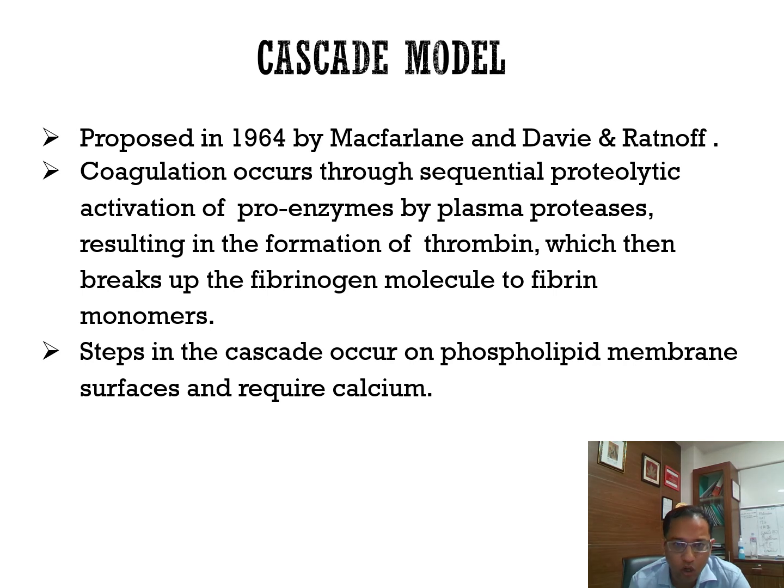So this cascade model was proposed in 1964 by McFarlane and David and Ratnoff, and this is a sequential proteolytic activation of proenzyme by plasma protease, resulting in the formation of thrombin, which is the very important step, and which eventually breaks up fibrinogen into fibrin monomers. So the steps in the cascade occur on the phospholipid surface, and they require calcium. So calcium and phospholipid are very important, especially for the formation of prothrombinase complex, which we'll be talking about.